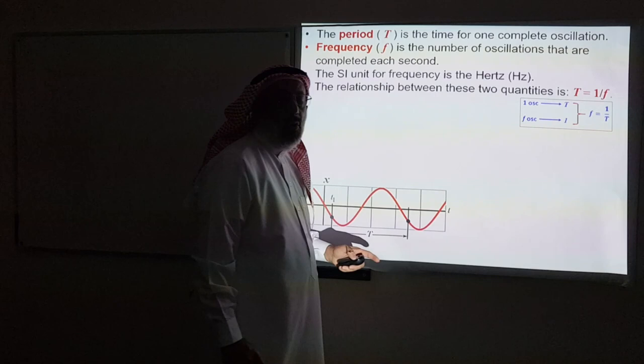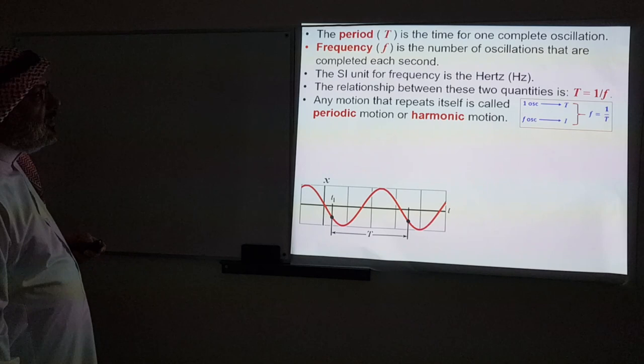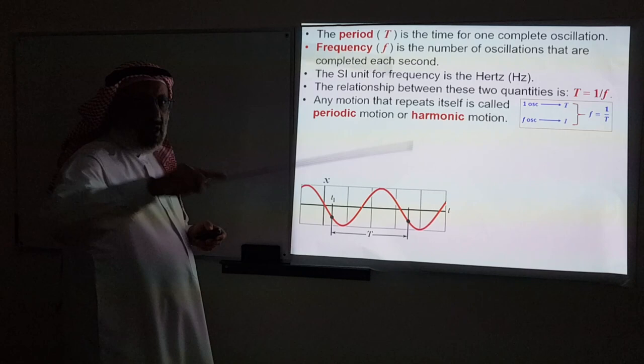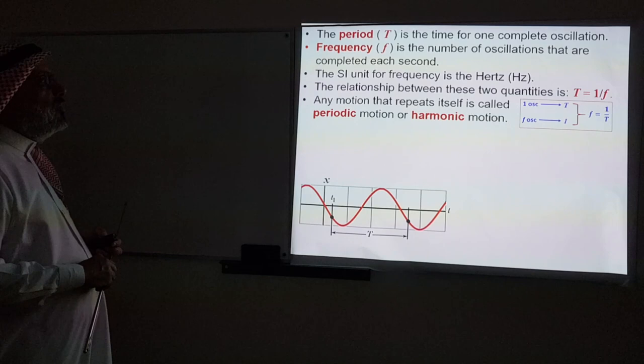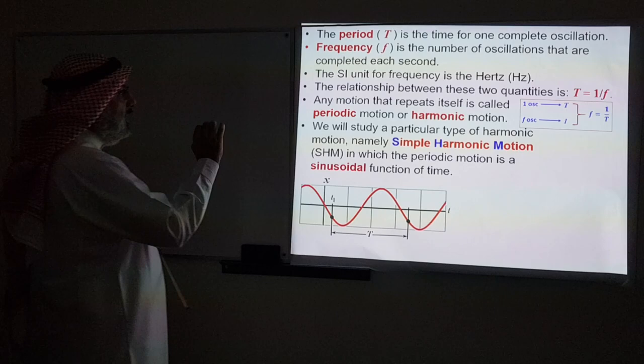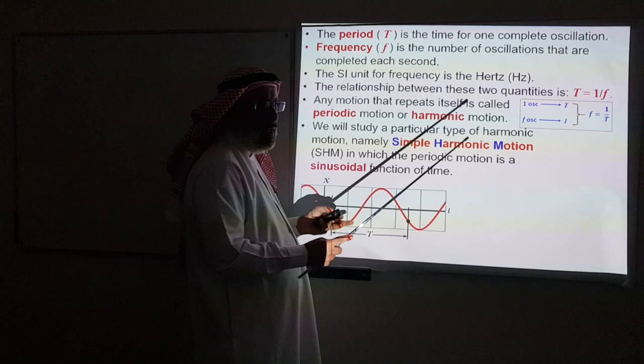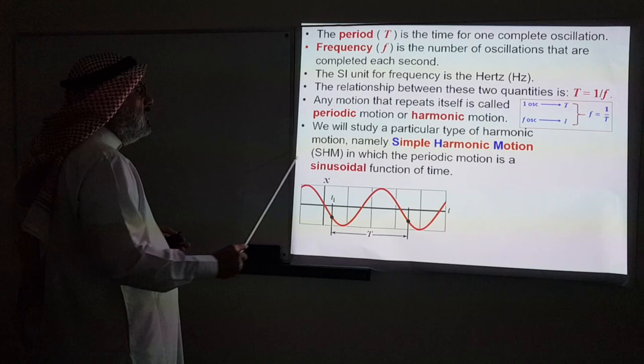Any motion that repeats itself is called periodic motion or harmonic. We said that anything that looks like sine or cosine is harmonic. So any motion that repeats itself is called periodic or harmonic motion. We will study a special type of harmonic motion named simple harmonic motion. We know now what is harmonic. We'll see later why it is simple, in which the periodic motion is a sinusoidal function of time.